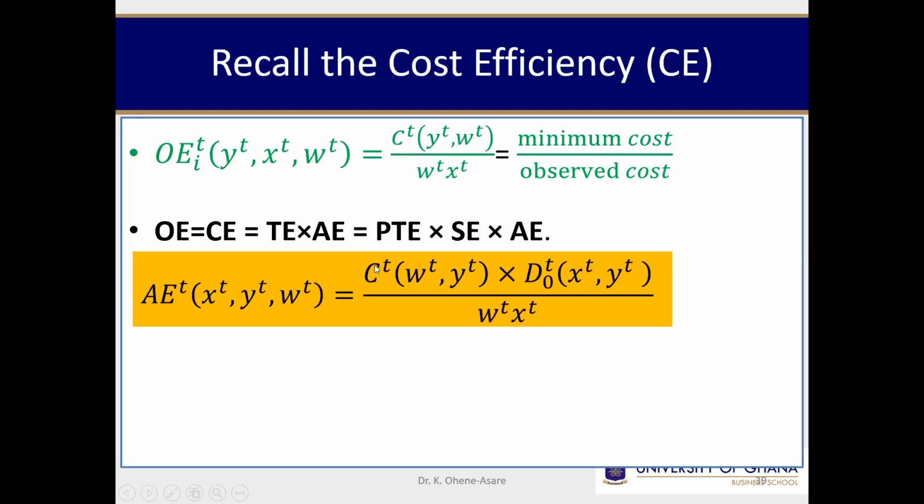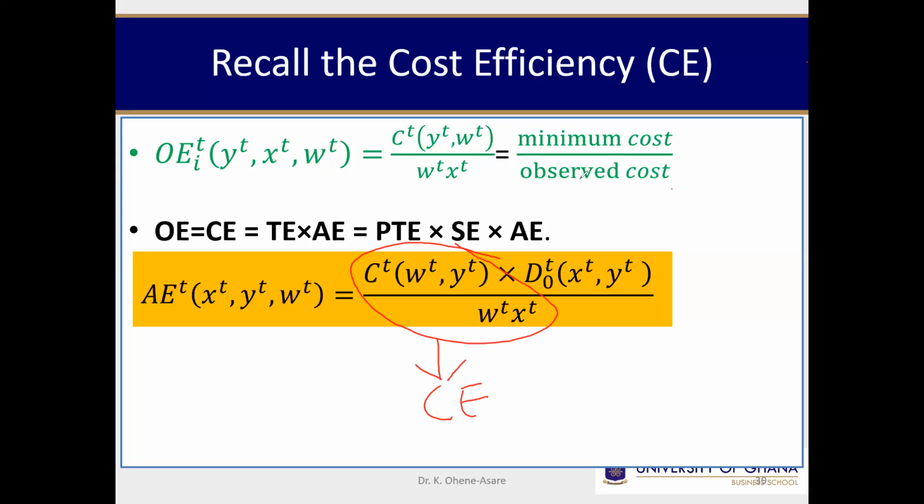Now watch this part. The CT over the WXT. This part, let me just circle it slightly because I want to make a point. These points are important. So this part here, what I want you to do is to watch this part there. That part is a cost efficiency. So if I pull that one out, we will have this as cost efficiency.